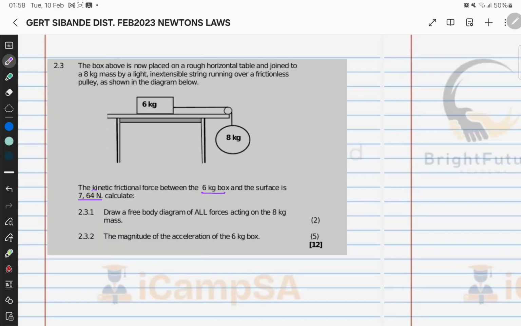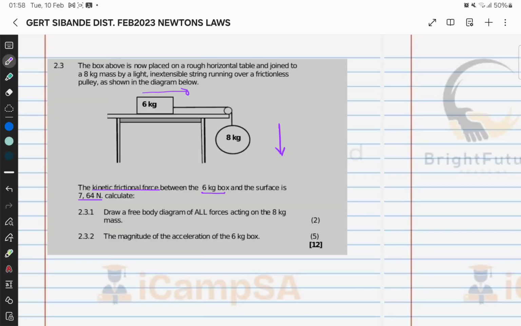So as soon as you see kinetic frictional force, you must assume that this system is moving. So the 8 kg block will likely be moving downwards, and as it moves downwards, it pulls the 6 kilogram block that way. So this whole system is moving, okay? Even though they didn't tell us explicitly, they said kinetic frictional force, so we can deduce that this thing is moving. It has to be moving because kinetic frictional force only works for moving objects.